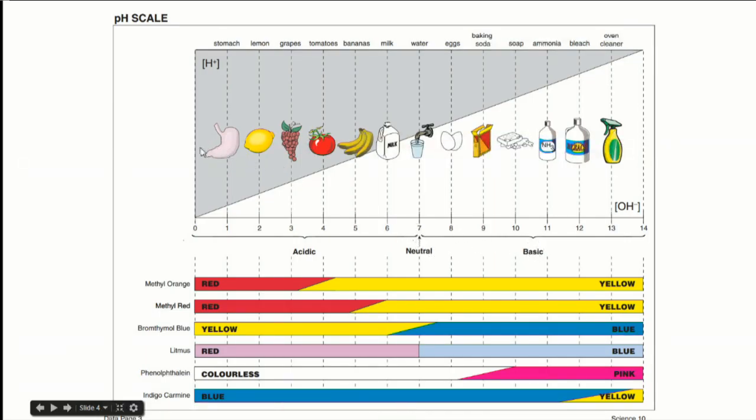So you have something like stomach acid, which is hydrochloric acid, which has a pH of 1, and then 10 times less strong is lemon juice, and then grape juice, tomatoes, bananas. Milk is slightly acidic at a 6, and then in the middle we just have water, which is completely neutral. And then basic, you have something like eggs, baking soda, soap, ammonia, bleach, oven cleaner.